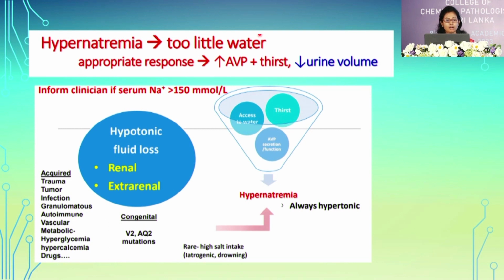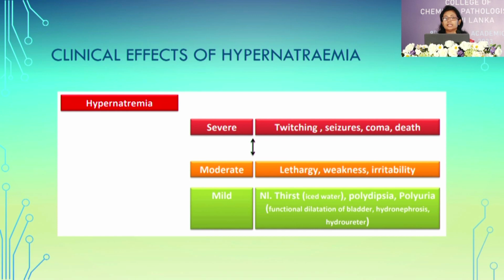So the critical cutoff we take is 150. You need to inform the clinician if serum sodium is more than 150. These are the clinical effects of hypernatremia. They can vary according to the degree of severity. They can present with polydipsia, polyuria, and sometimes with lethargy, weakness, or sometimes even with seizures depending on the severity.